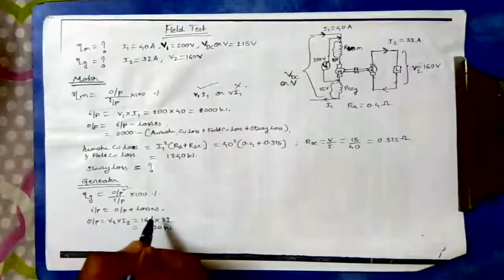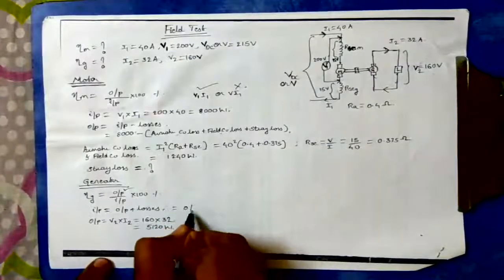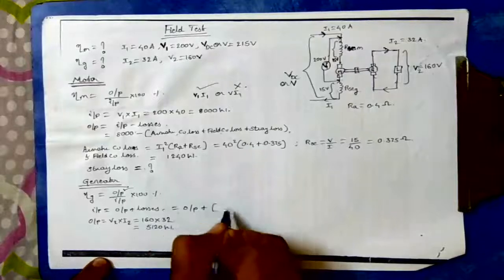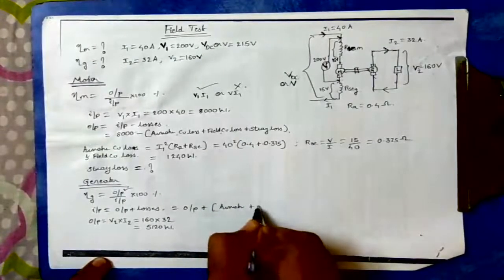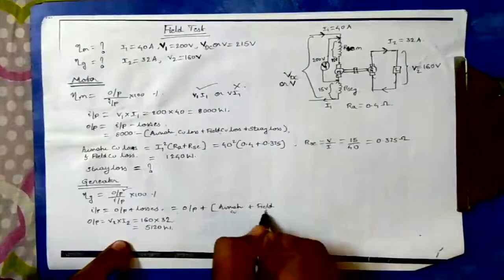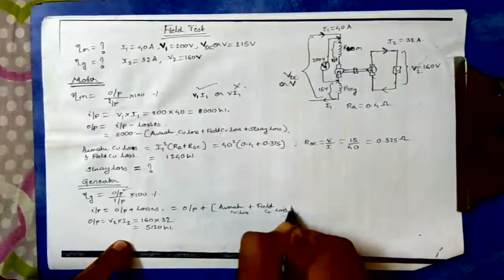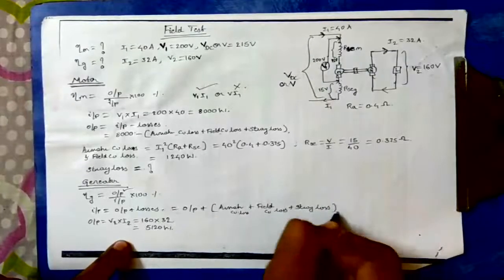Input is equal to output plus losses. Again I will elaborate here. Output plus losses in the sense that it includes armature plus field copper loss plus stray loss.